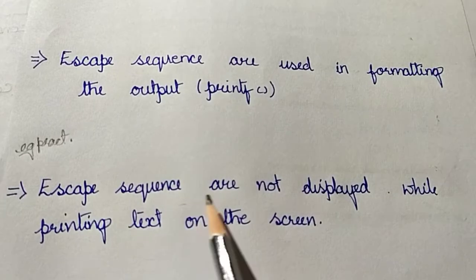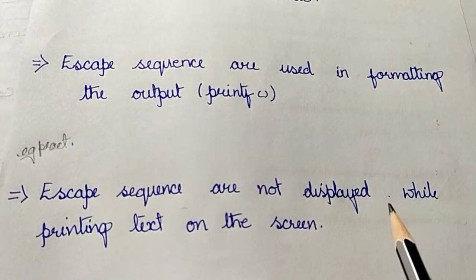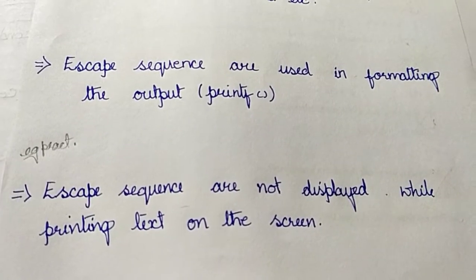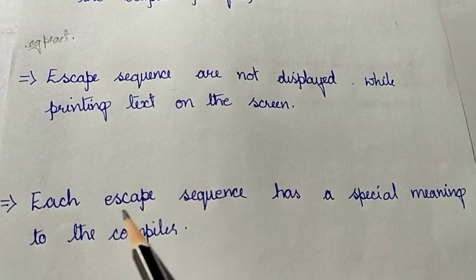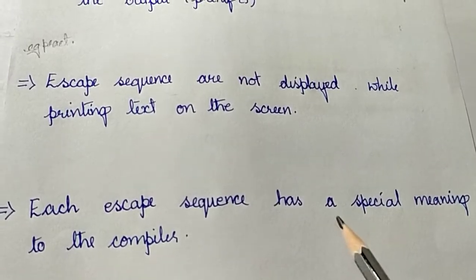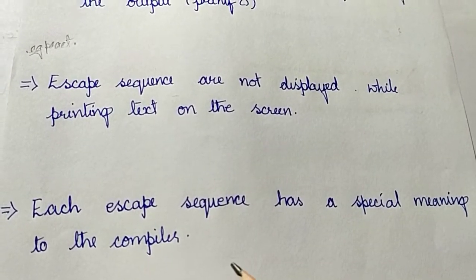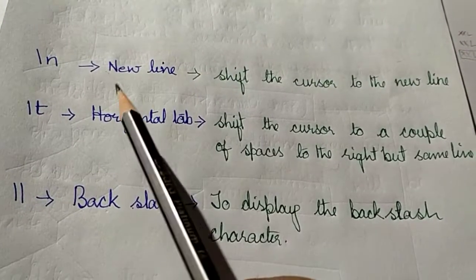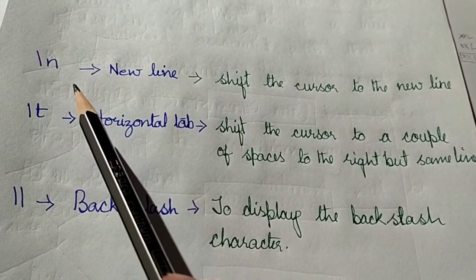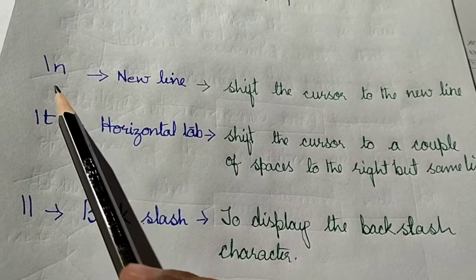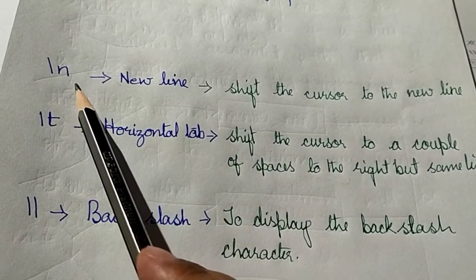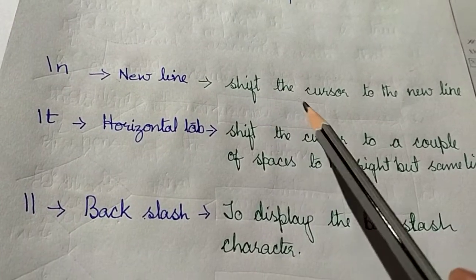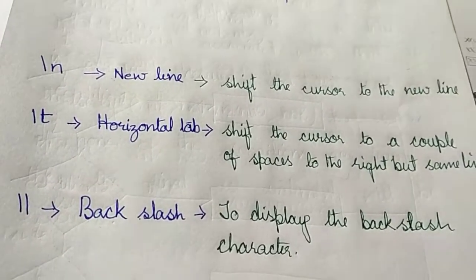The escape sequences are not displayed while printing the text on the screen, and each escape sequence has a special meaning to the compiler. Here I have 3 escape sequences. The first one is \n. What is the meaning of \n? New line. It will shift the cursor to the new line.